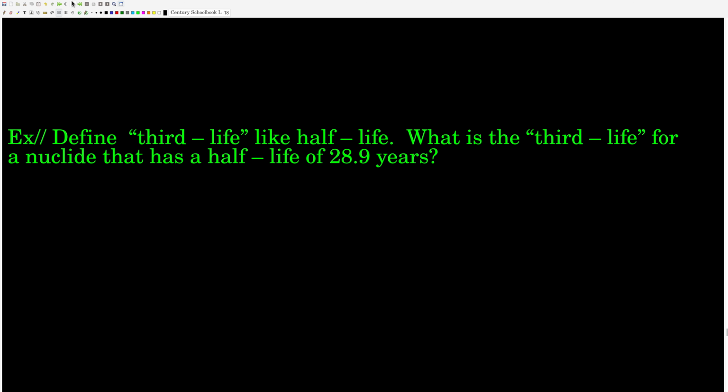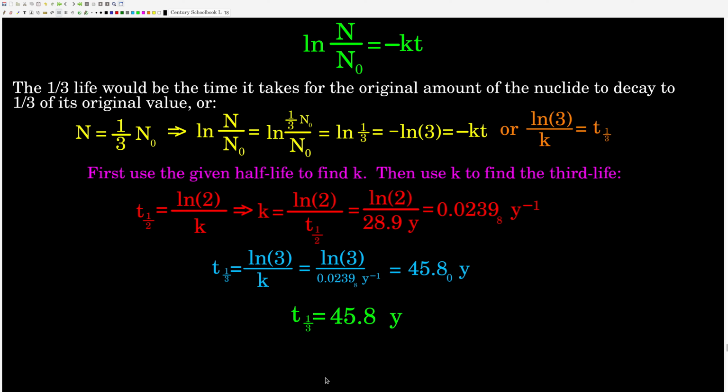Welcome back, guys. All right, so the third life would be when n is equal to 1/3 of the original amount. That's what this looks like here. So when we plug that into our integrated first order rate law, natural log of 1/3 n0 over n0, the n0's cancel, we get natural log of 1/3, which is the same as negative natural log of 3, which is equal to negative kt. The negative signs cancel, pull the k over here, and we get our formula for the third life. Natural log of 3 over k is equal to the third life, t 1/3.